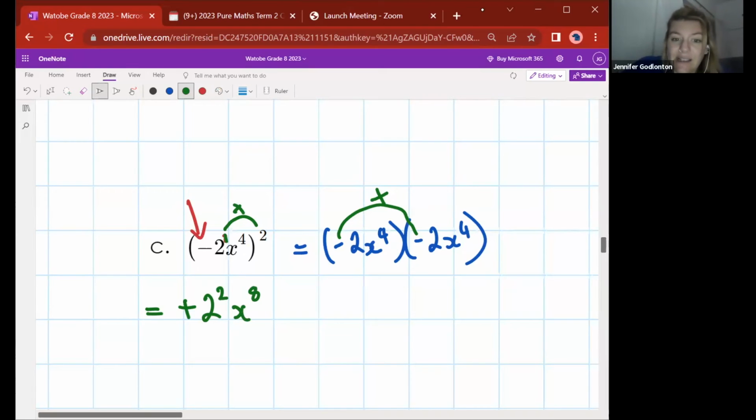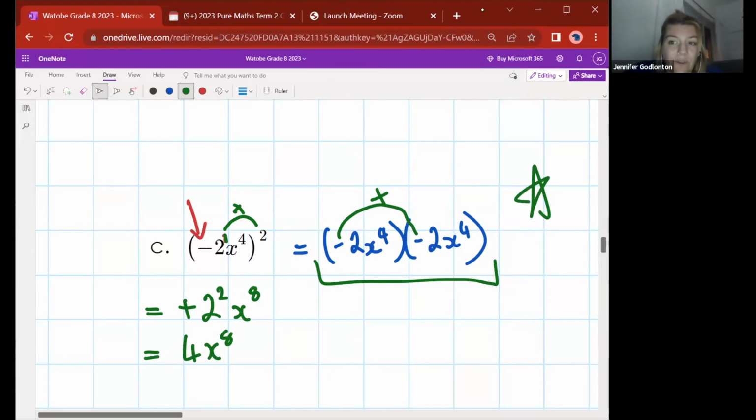You don't need to write it like this. You could write it as 2 squared x to the 8, or you could write that as 4x to the 8. Both of those would be 100% fine. If you are struggling with this idea of a negative being squared, then write it out the long way and just do your normal multiplication, and it'll be easier to see what to do. It's never shameful to write it out the long way.